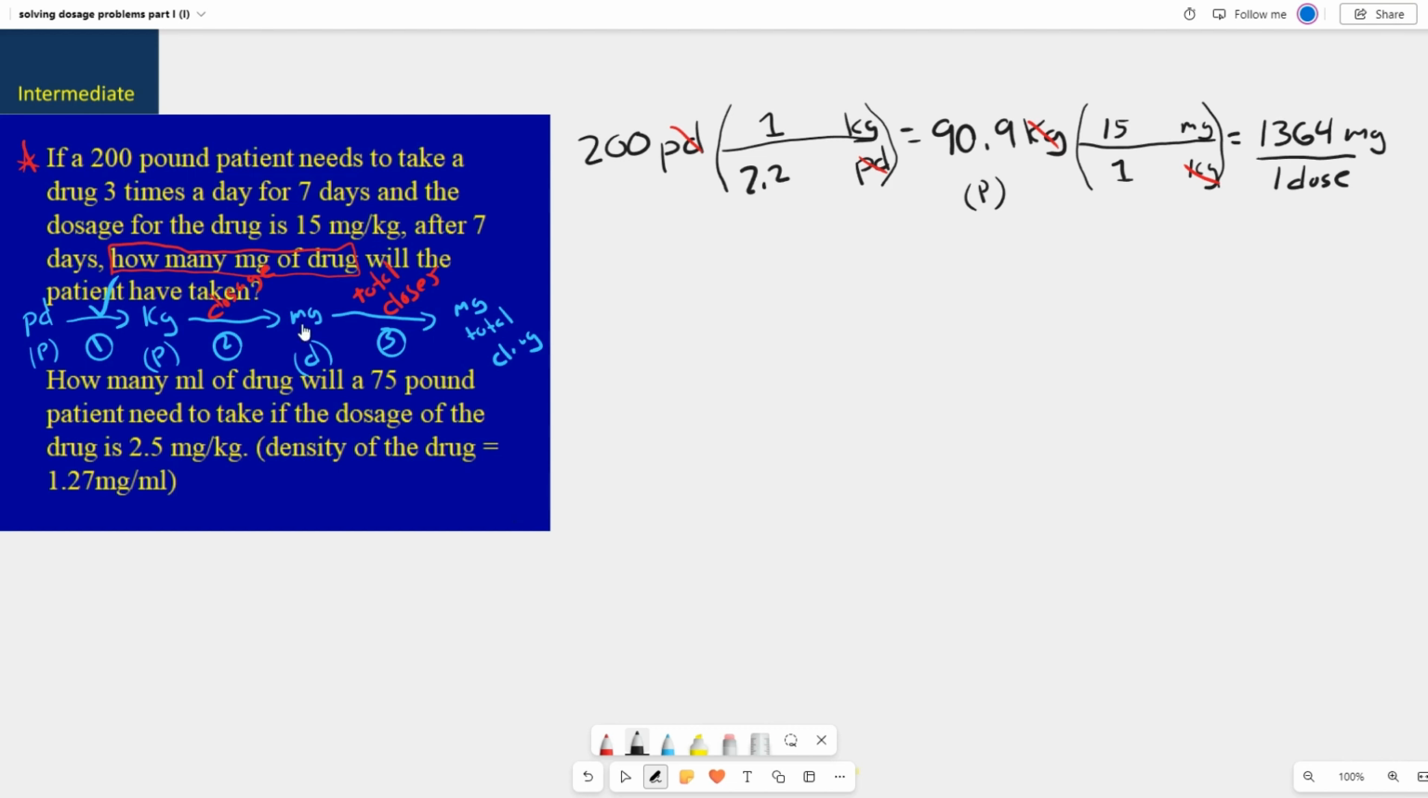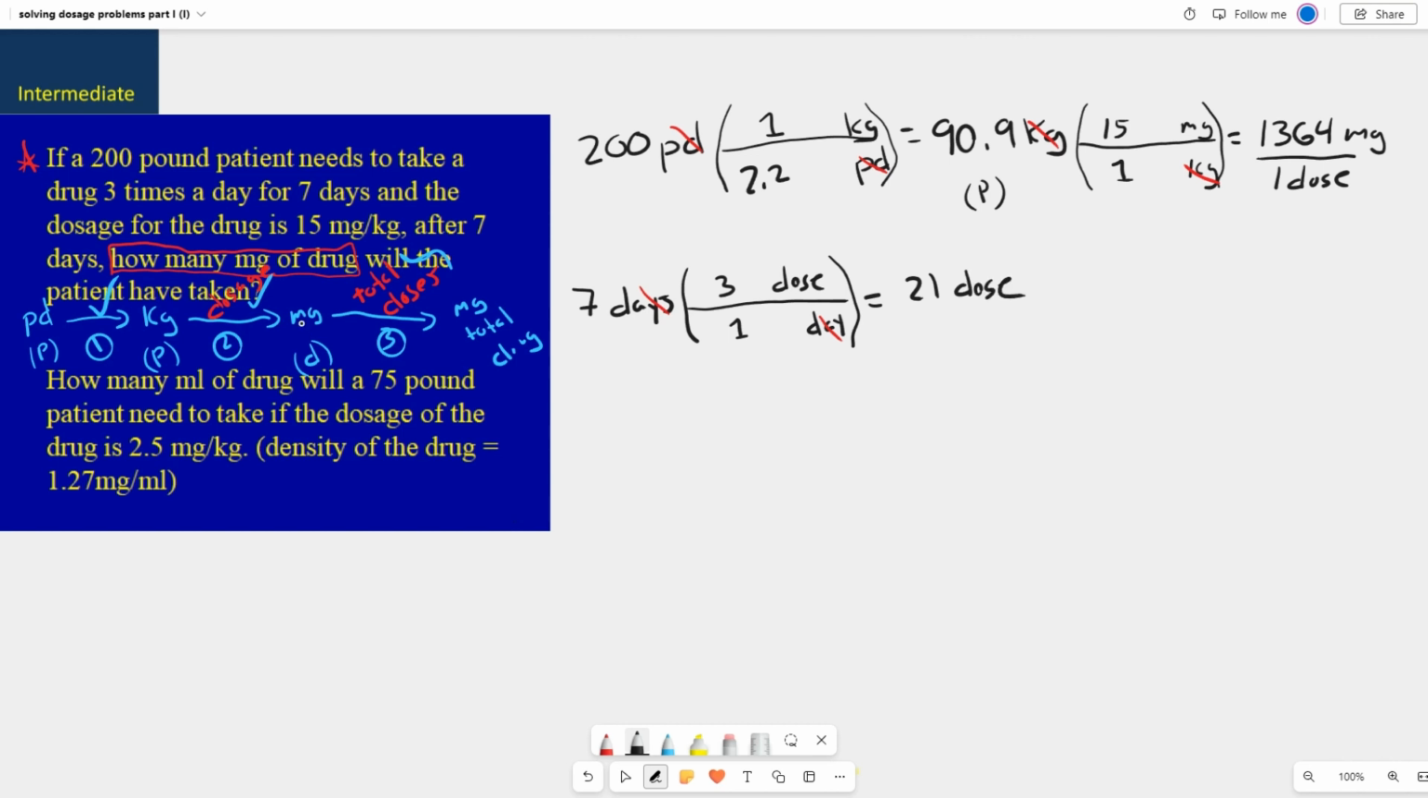That's the second step there. Now we need to find the total doses to find the total amount of drug. Well, we know that he takes the drug for 7 days, and that he takes 3 doses per day. So we'll put day on the bottom so it cancels out, and dose on the top. 3 doses per day, so days and days cancel out. So the total amount of doses that he will take at the end of 7 days is 21 doses.